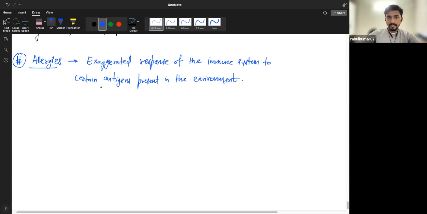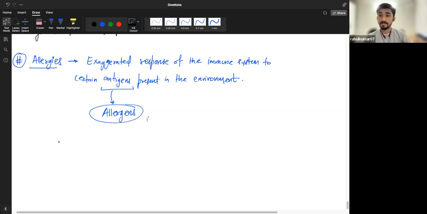And these antigens which are present in the environment and which cause allergy are called allergens. So people who have allergy can have different allergens, and the way doctors will prescribe is to avoid exposure, or avoid coming in contact with your allergens. Sometimes people have allergy towards a specific food item or a specific spice or a specific flavor, right?